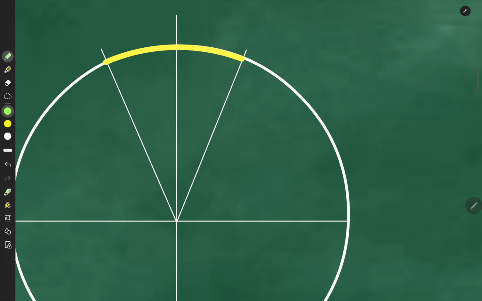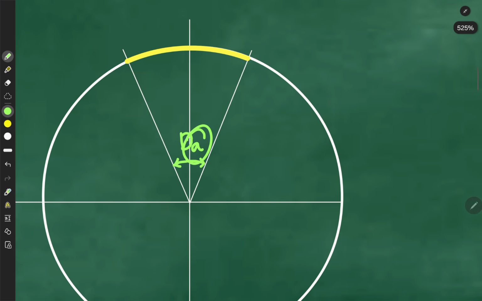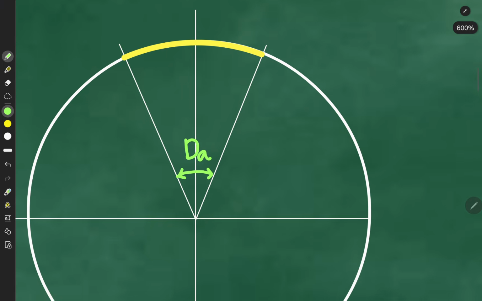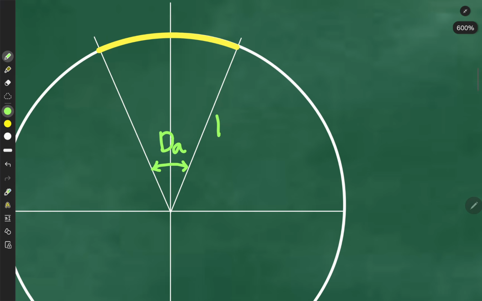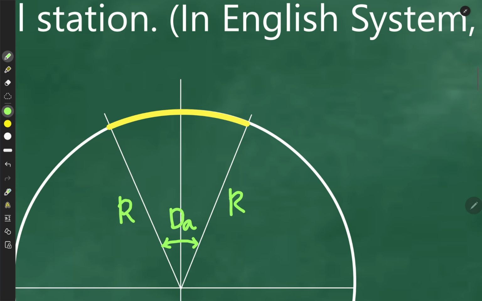So if this is 20 meters, and if we want to determine now the degree of curve by arc definition, this is now our dA. This is what we call degree of curve by arc definition. So if that is dA, this is also R. This is our radius. This is also our radius. Again, if this is 20 meters long, ito daw yung 20 meters.